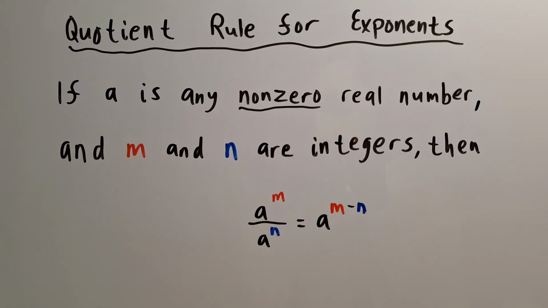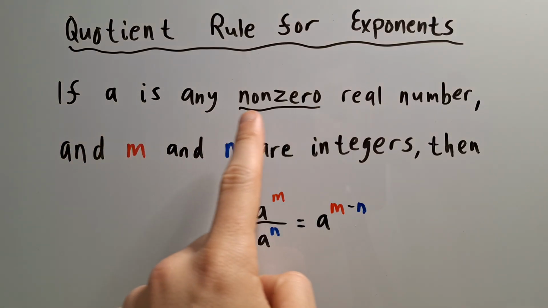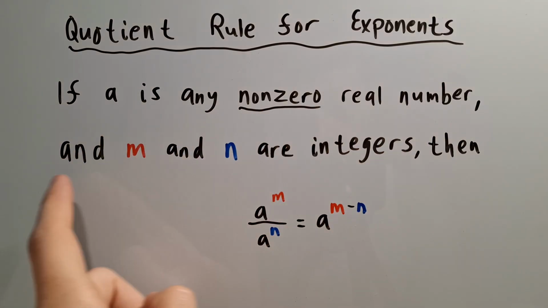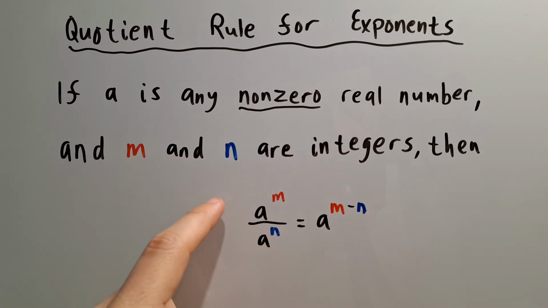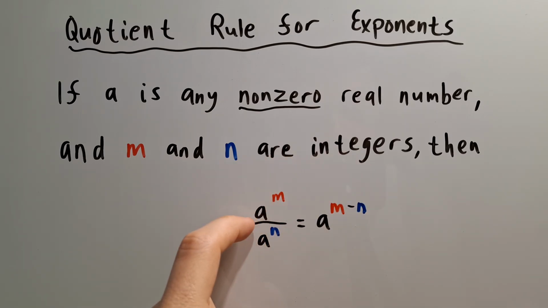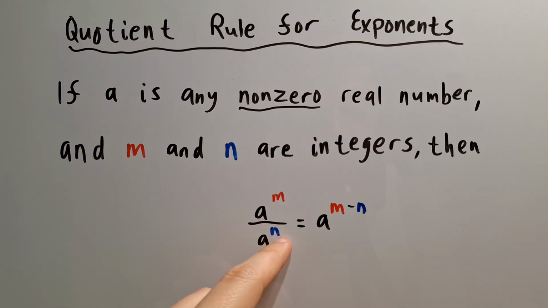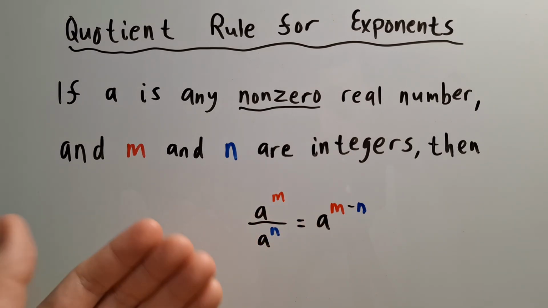Hello everyone, in this video we are going to talk about the quotient rule for exponents. If a is any non-zero real number and m and n are integers, then a to the power of m divided by a to the power of n is equal to a to the power of m minus n. So what does all this mean?